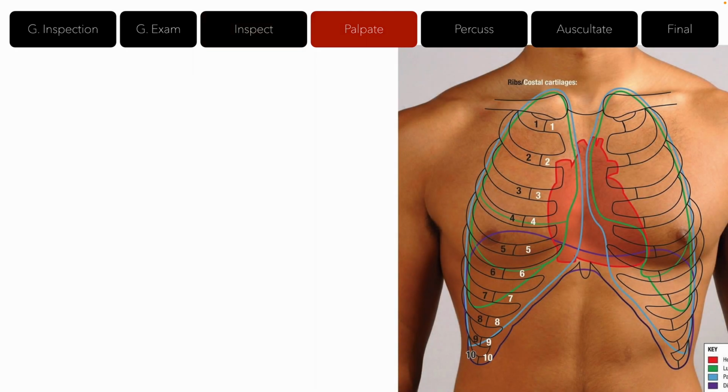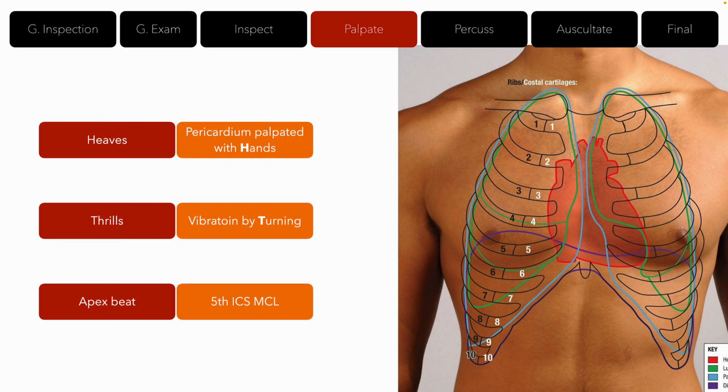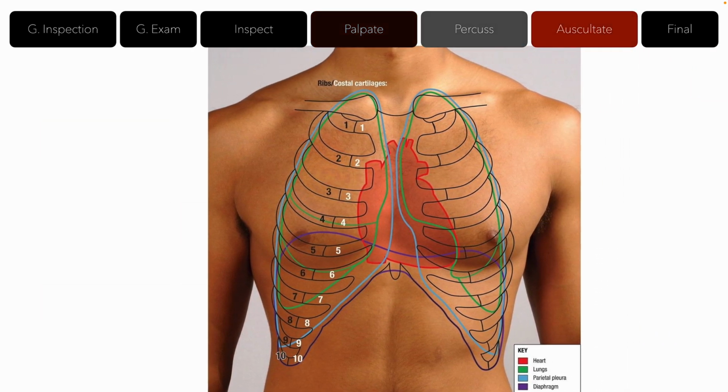So, we've done inspection, now we move on to palpation. Palpation, you're palpating for heaves, and heaves are the precordium palpated with the hands. Thrills is a more subtle vibration, so you turn the hands onto their side, and then you feel the apex beat, 5th intercostal space, midclavicular line.